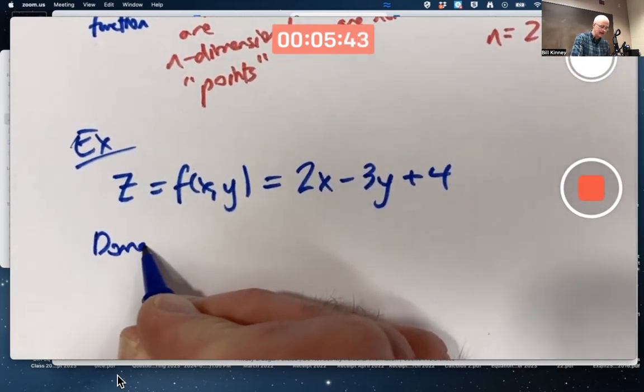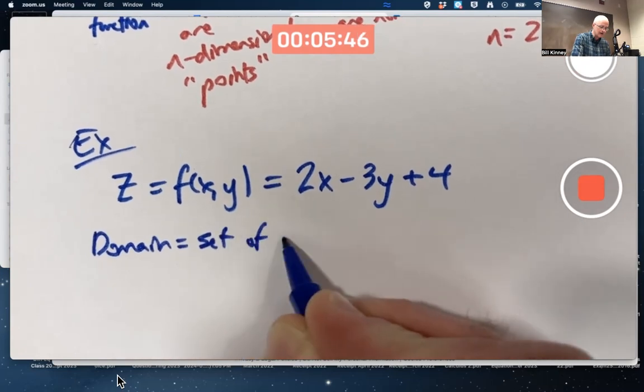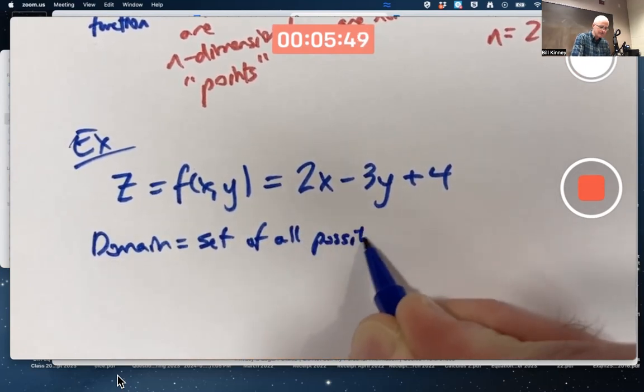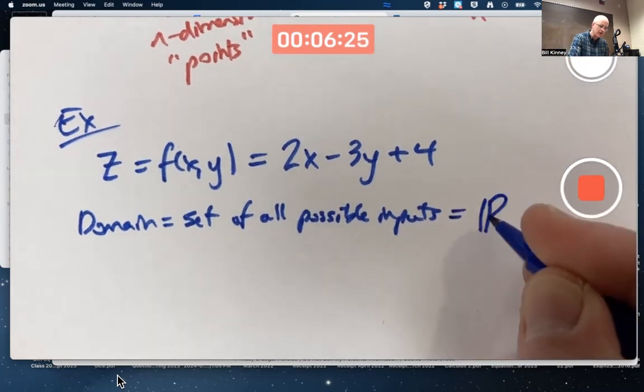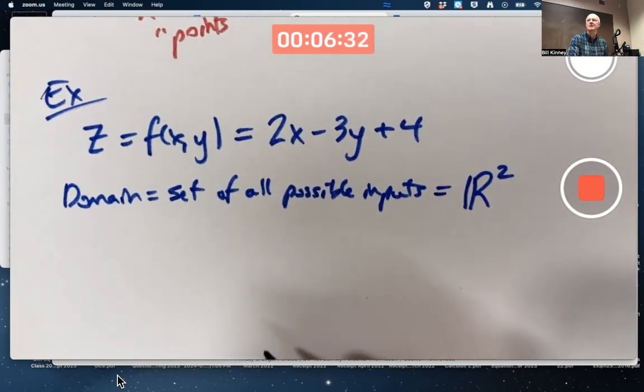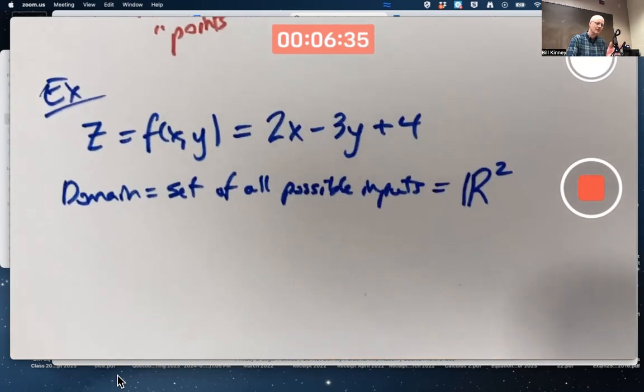The domain is the set of all possible inputs. That's always assumed to be the biggest possible set of R2, in this case 2-dimensional space, that we are allowed to plug numbers into this function for. So that means you want to avoid dividing by 0, and you also want to avoid taking square roots of negative numbers because we're not going to do imaginary numbers. This is a simple enough function that we never divide by 0, and we never take a square root of a negative number. So the domain is the entire plane R2. All possible ordered pairs form the domain of this.